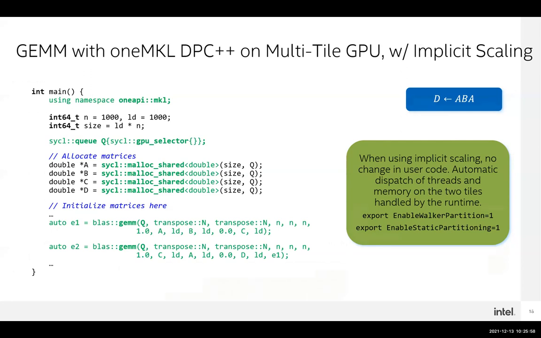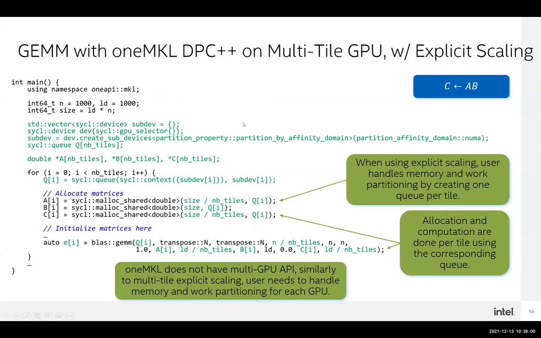The fourth example is using also the DPC++ interface, but with explicit scaling this time. In this example, we simplified it a little bit by calculating just A times B, but the example is complicated by the fact that we use explicit scaling.